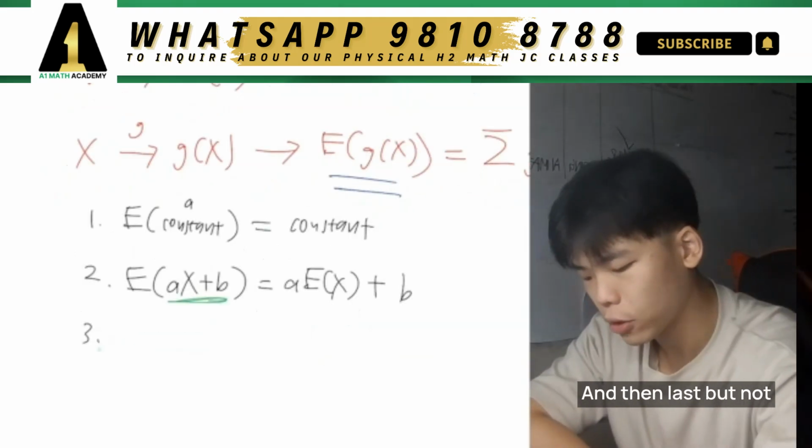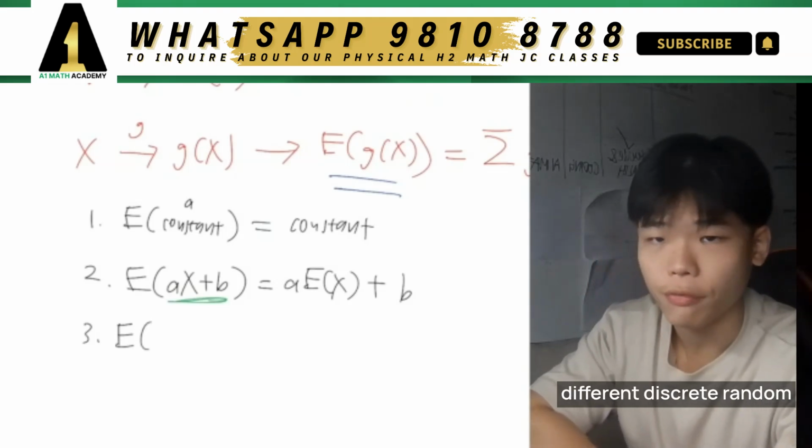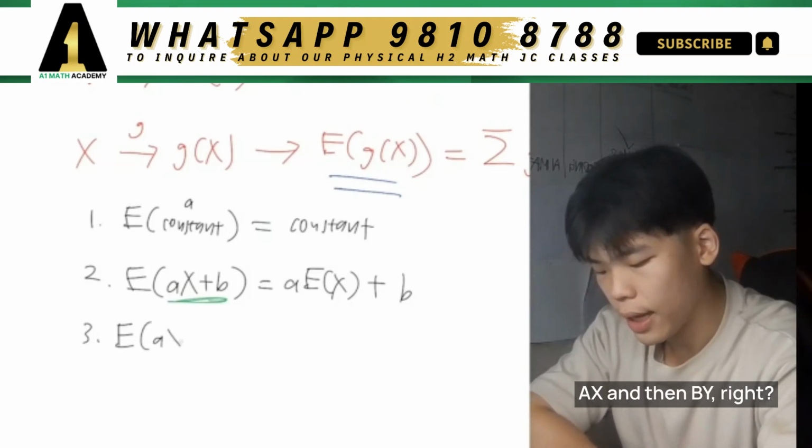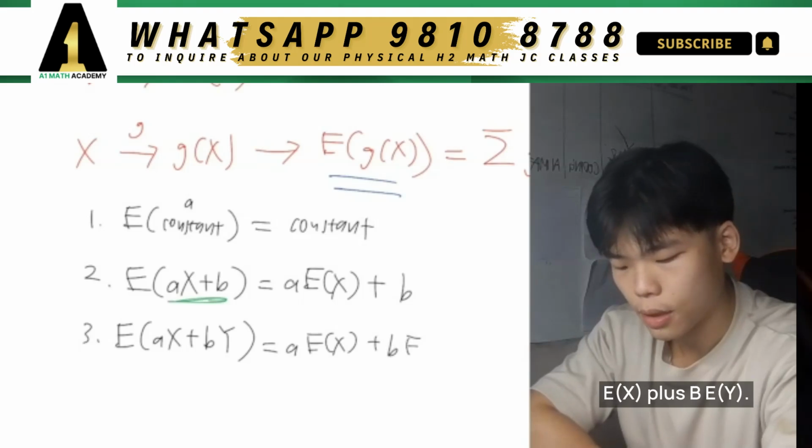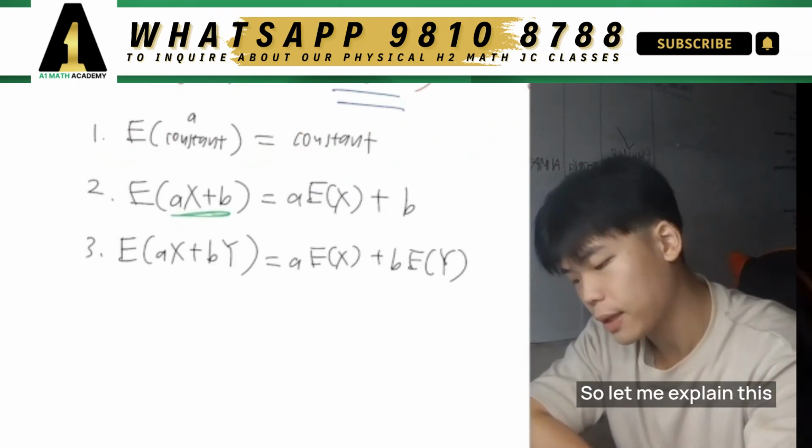And then last but not least, if we have 2 different discrete random variables, for example aX and bY, then it'll be aE(X) + bE(Y), okay? As simple as that. So let me explain this concept over here.